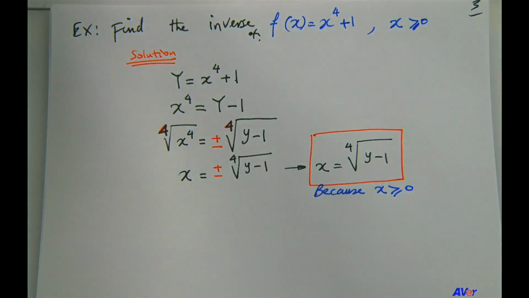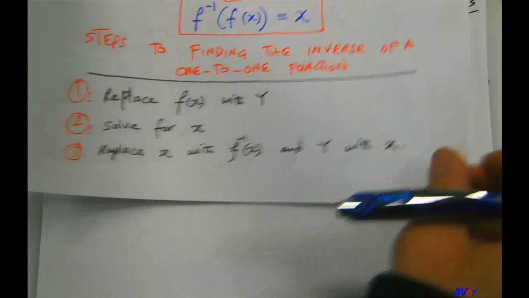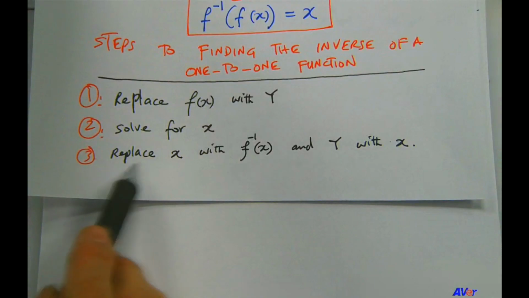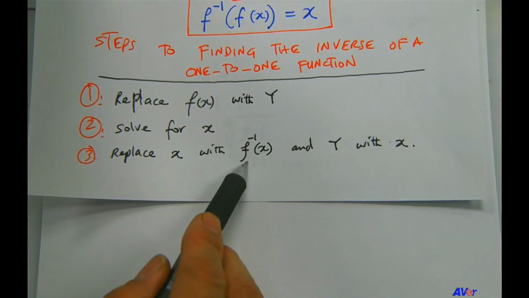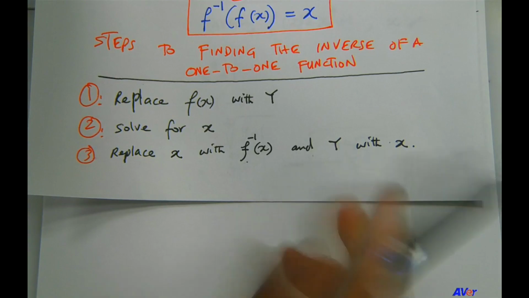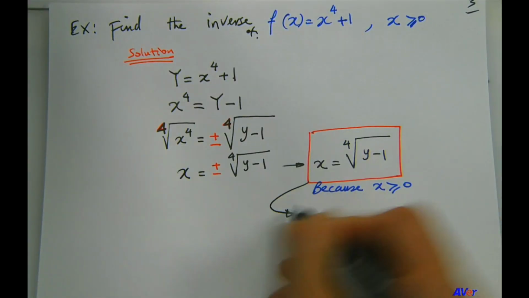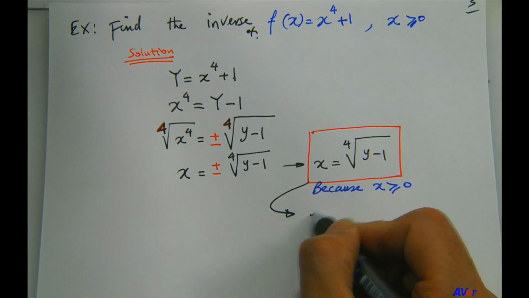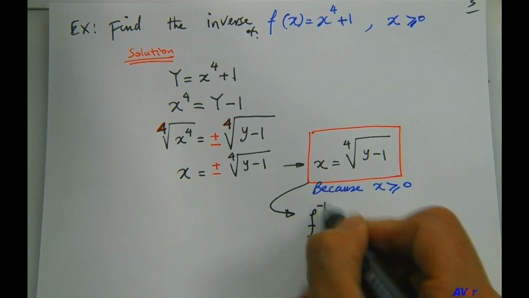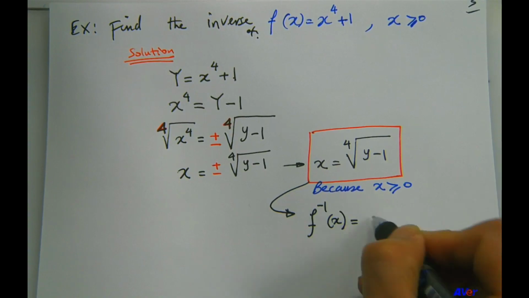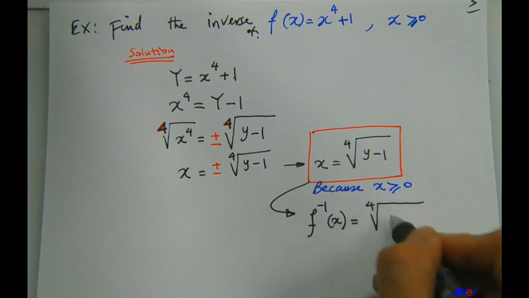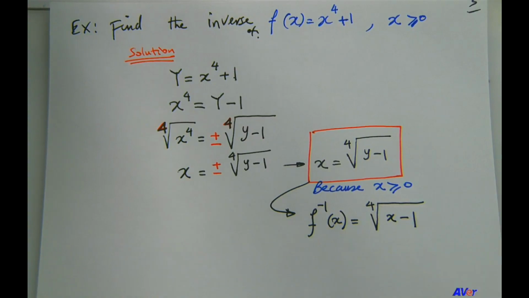Oh, one thing, I should actually finish this. What I boxed is not the final answer. So what do I need to do? I need to replace x with the inverse function notation, and y with x. Sorry to disappoint you, but that's not the final answer. The final answer is f inverse of x equals the fourth root of x minus 1. Now that is the final answer.